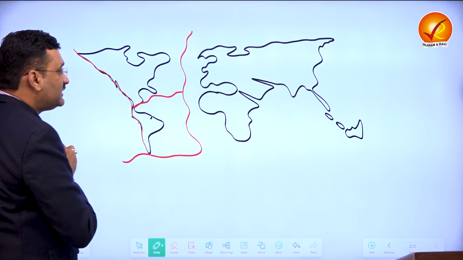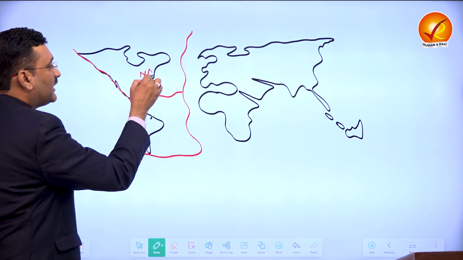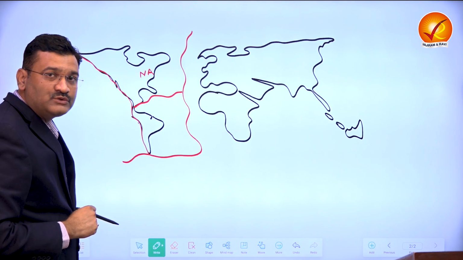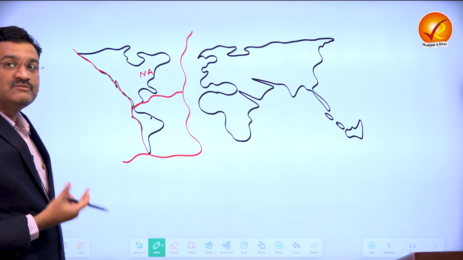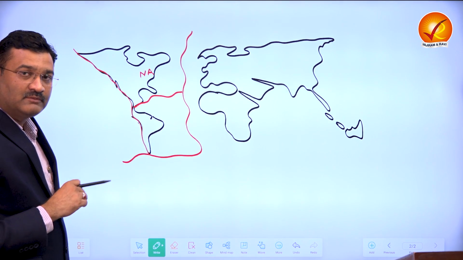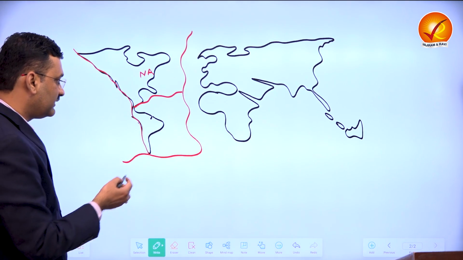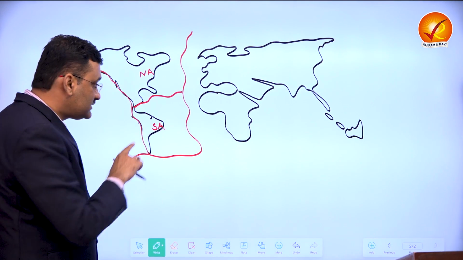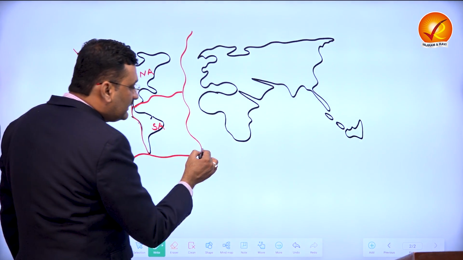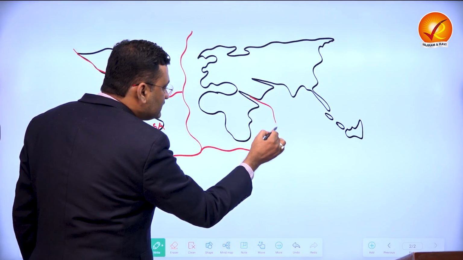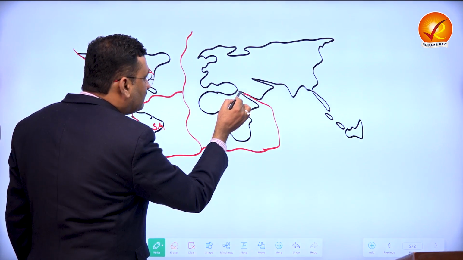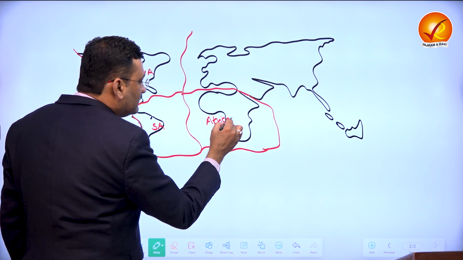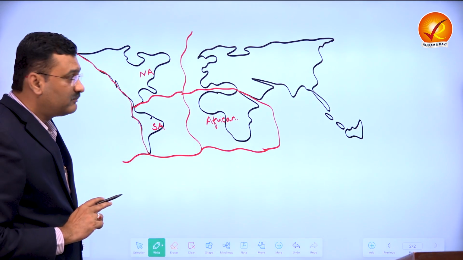So there are two plates here. This one is North American plate, which has entire North America and part of Atlantic Ocean. So it is both continental as well as oceanic plate. Part of the plate is continent and part of the plate is oceanic. This one is South American plate, which is again part continent, part ocean. Then this plate is known as African plate. It is again a continental and oceanic plate.